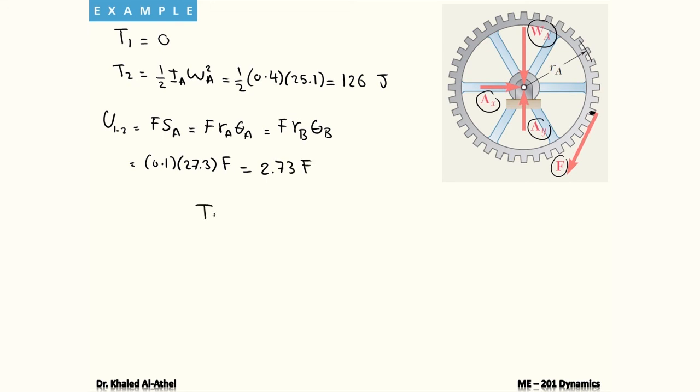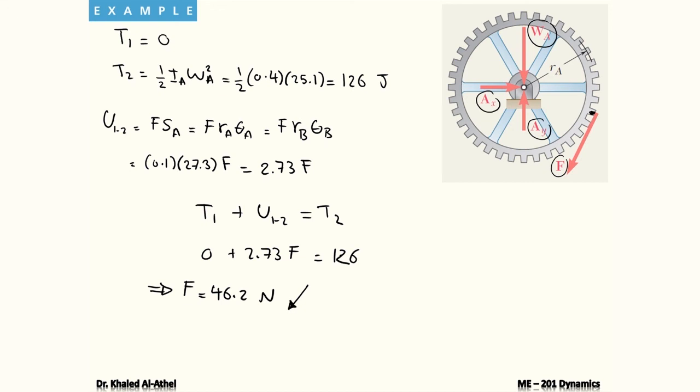So everything is known now. T plus work done equals T2. This is 0. This is 2.73 F. And this is 126. Solving this will give you the force F to be equal to 46.2 Newton. And this is from B acting on A, so it is the one in this direction. And this solves the problem.